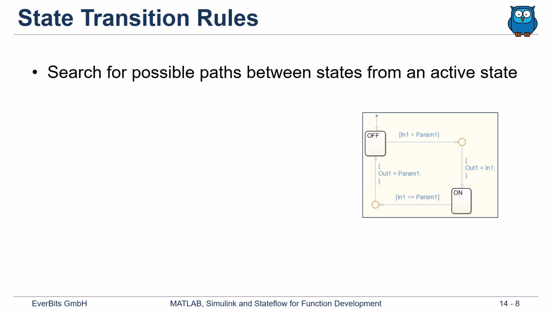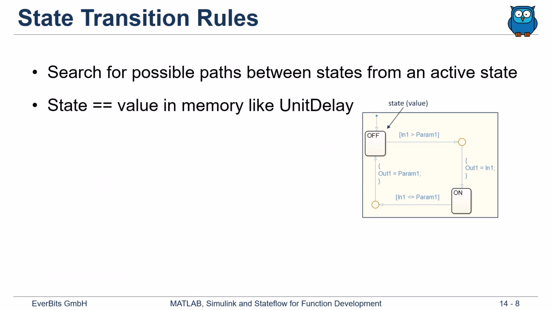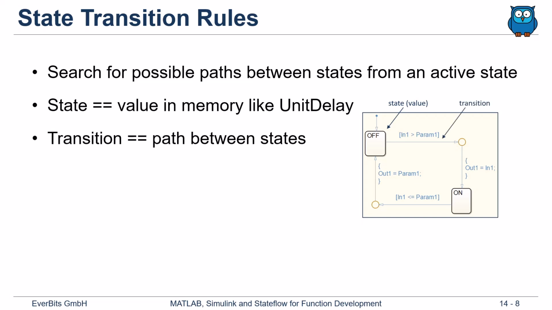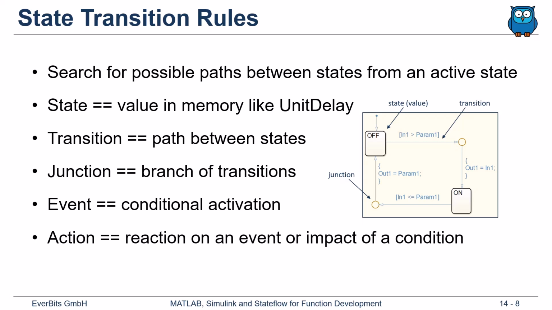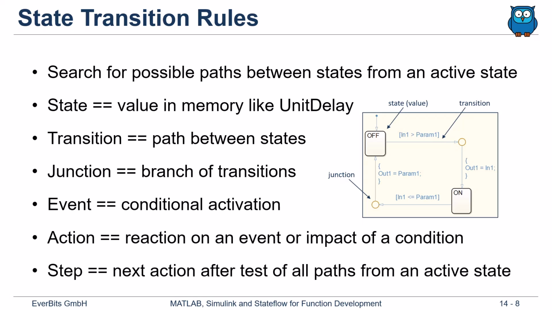The state transition rules help to search for possible paths between states from an active state. The state is a value stored in a memory, just like unit delay in Simulink. The transition is a path between the states. The junction is just a branch of a transition. It's not holding any memory. The event is a conditional activation, and the action is a reaction on an event or impact of a condition. The step is the next action after the test of all paths from an active state.